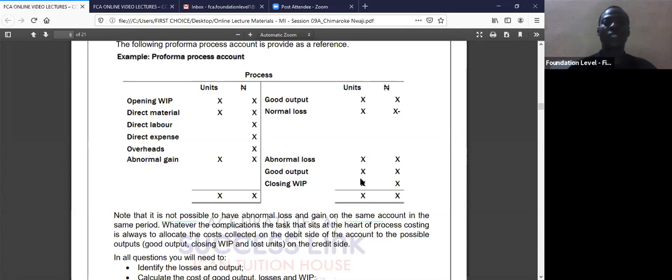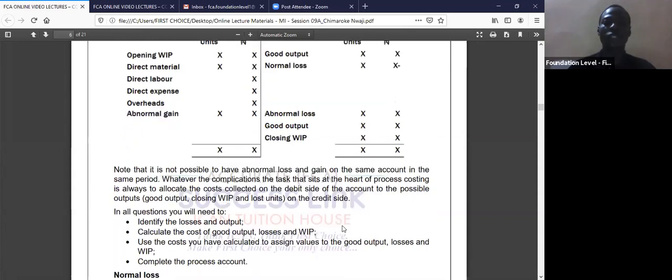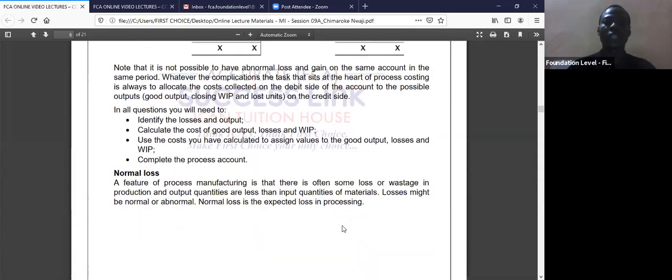So the only thing that could not exist together is that you might not have abnormal gain and abnormal loss in the same account. Either both of them are absent or just one of them is present. So that is what we discussed. We then talked about normal loss.